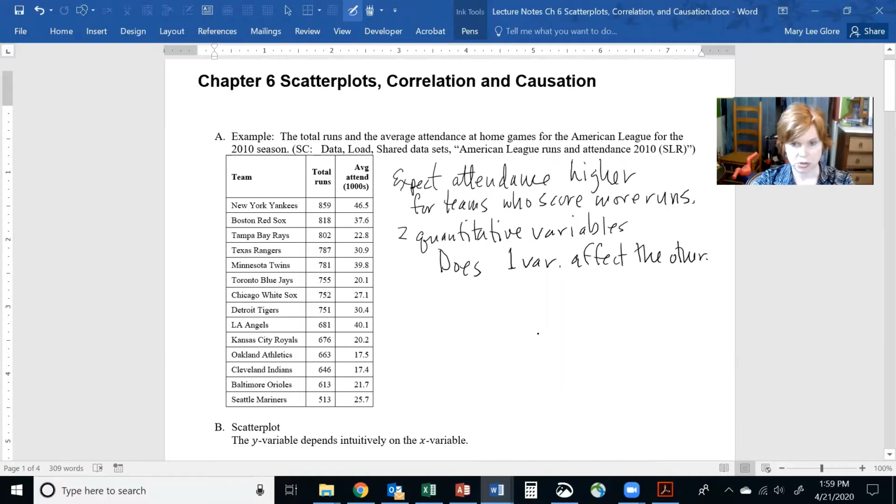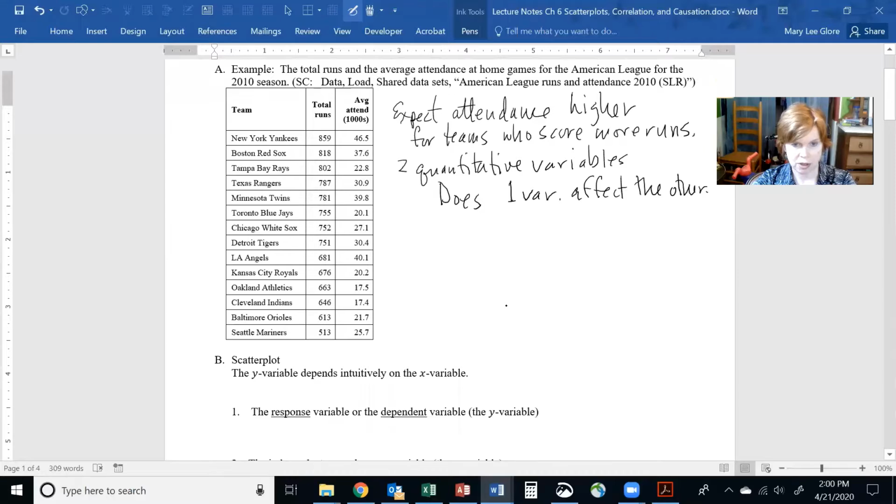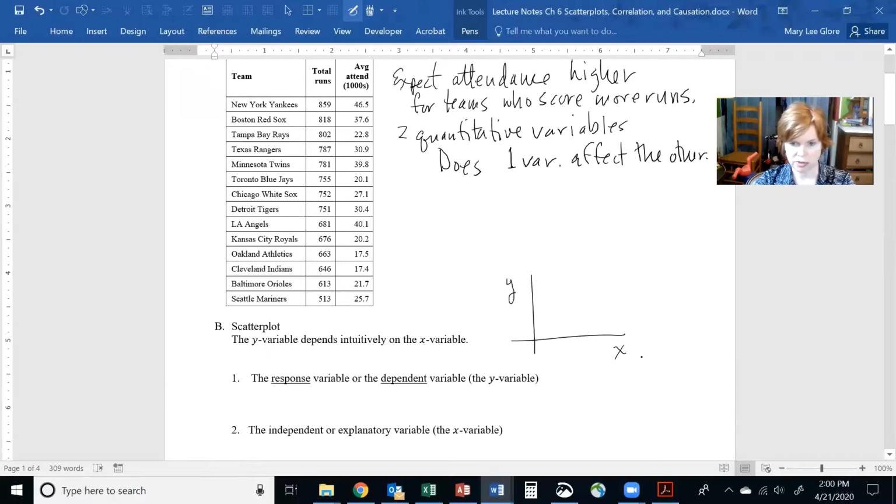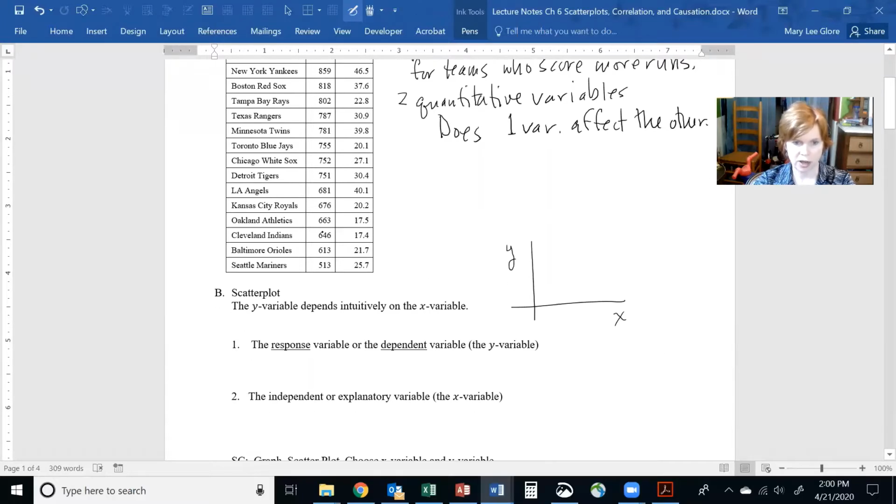So the first thing we're going to do, in order to look at relationships, is get a graph of that data. We're going to graph both the runs and the attendance at the same time, and the way we're going to do that is with a scatter plot. With a scatter plot, I'm going to have an x-axis and a y-axis. I have to pick which variable is my x variable and which is my y. I'm going to pick the y variable so that it depends on the x variable.